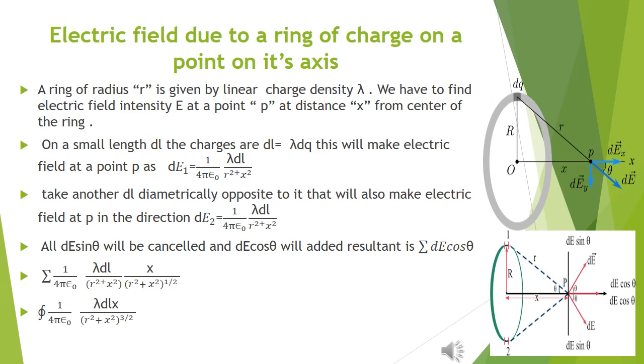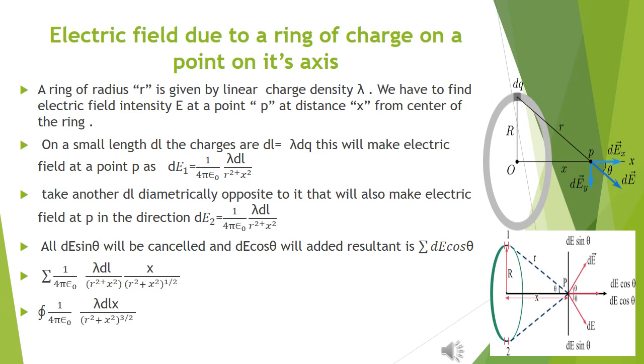So what is the direction of this electric field? The direction of this electric field is along the line joining the two. Now, if I take another dl which is diametrically opposite, which is dE2, again the hypotenuse is under root r square plus x square.